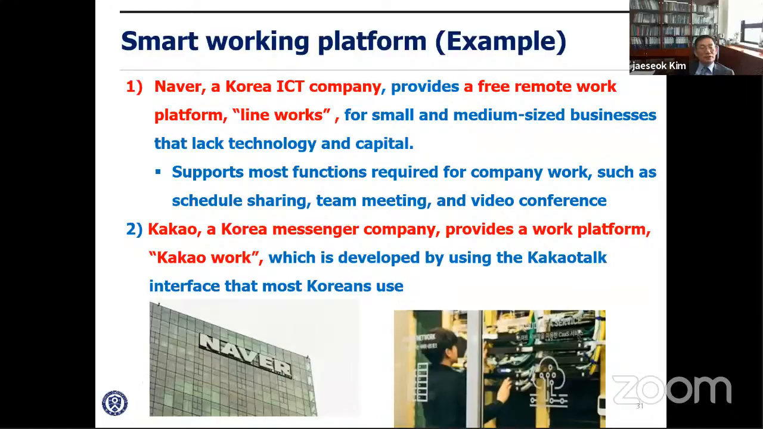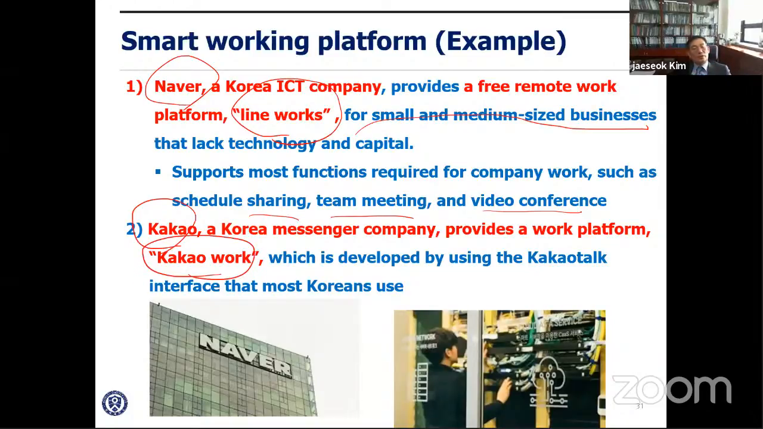Well, here are 2 examples of platforms. Naver, which is a Korean ICT company, provides a free remote working platform called LINE WORKS for small and medium-sized businesses. It supports most functions required for company work, such as schedule sharing, team meetings, or video conferences. Kakao, which is another Korean messenger company, provides a work platform, Kakao Work, which is developed by using the Kakao interface that most Koreans use.